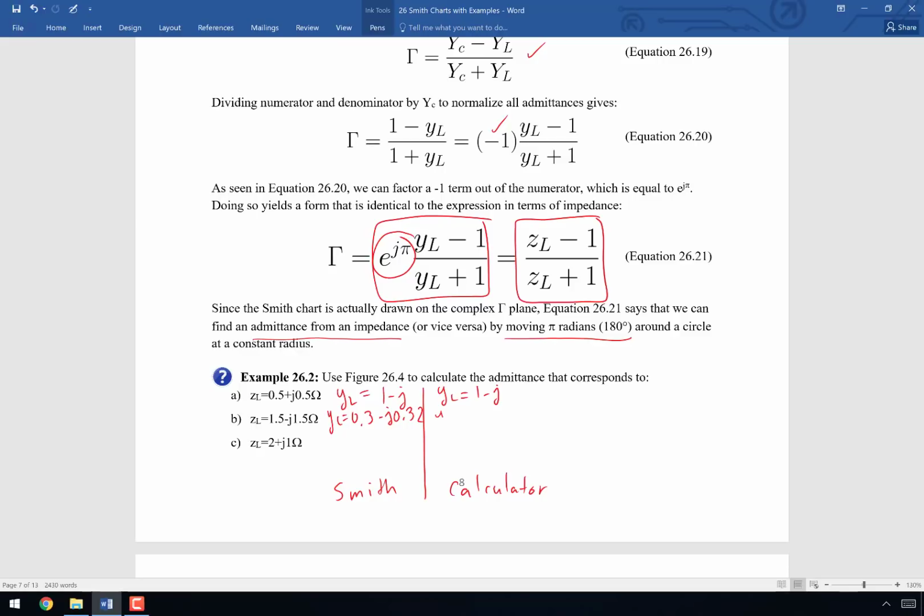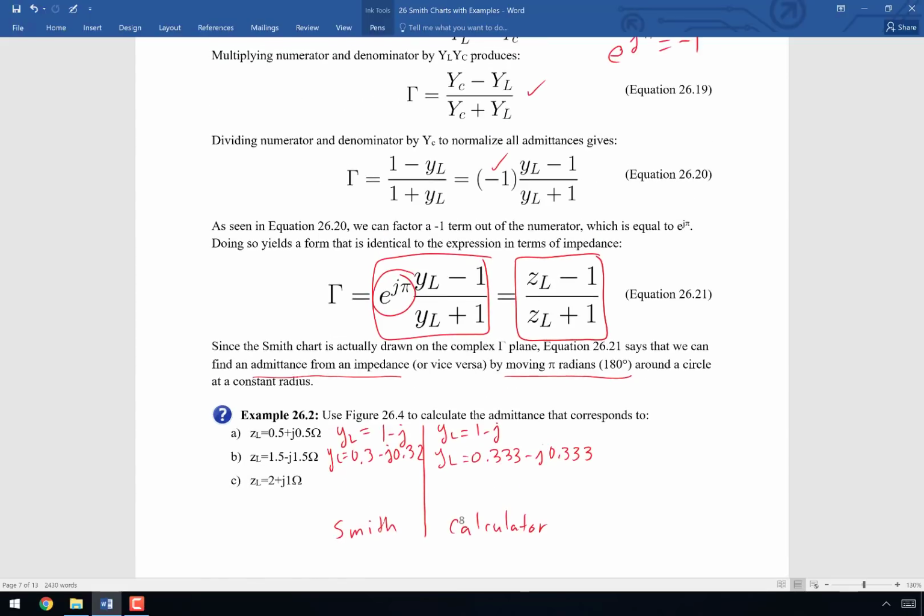From the calculator, y sub L is equal to 0.333 minus j0.333. So pretty close. We're within 10%, and if you can get within 10% on a graphical technique, that's usually pretty good.